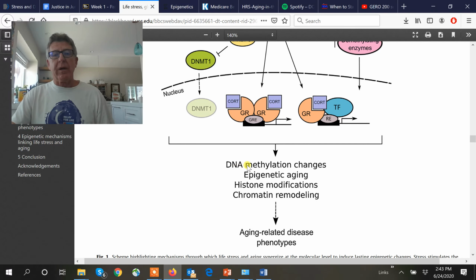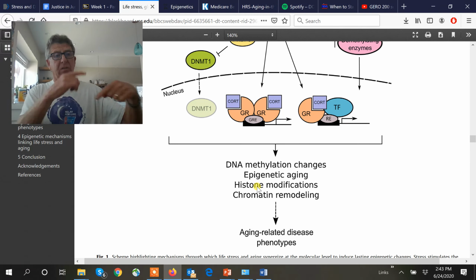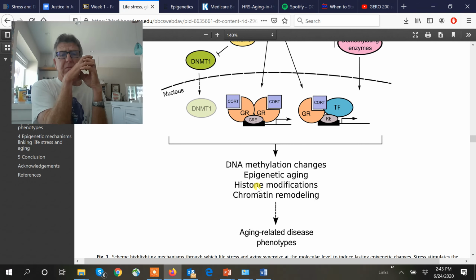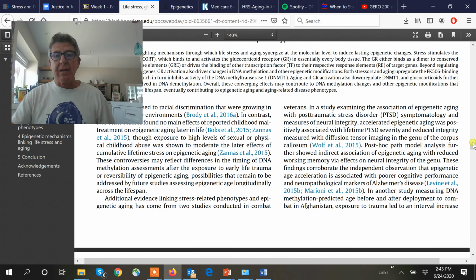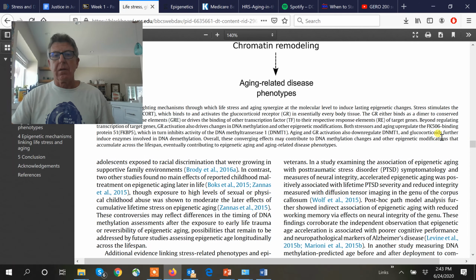So we see right here, we have these changes in methylation, epigenetic aging, changes in, remember, the histone, so that my DNA is all bunched up, so I can't even get in there and read it. And chromatin remodeling is a whole different level that we're going to talk about. In the end, it causes the phenotype.